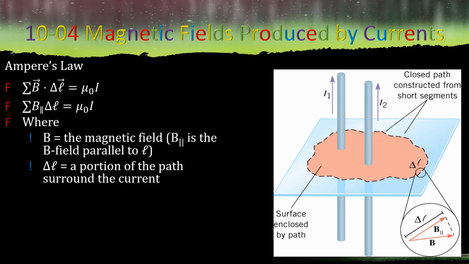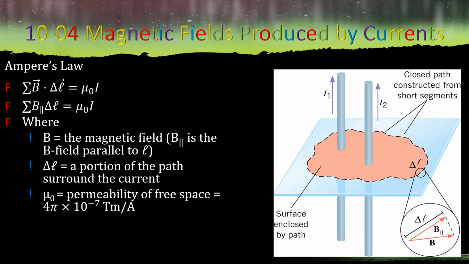Then delta L is a portion of the path that surrounds the current. This is a small dl, a small portion of this enclosed path. Mu naught is the permeability of free space and its magnitude is 4 pi into 10 raised to the power minus 7 Tesla meter per ampere. I is the current enclosed by the path.